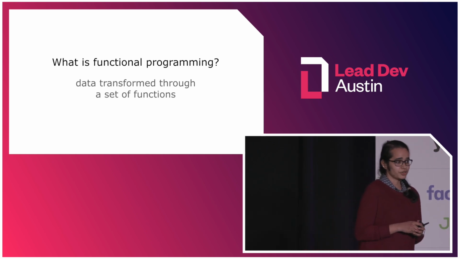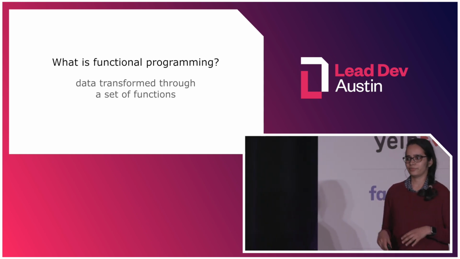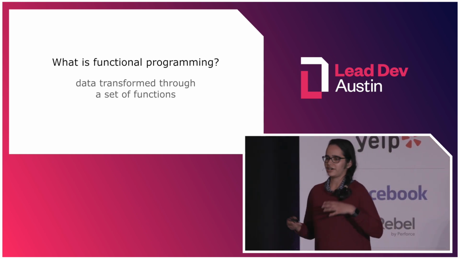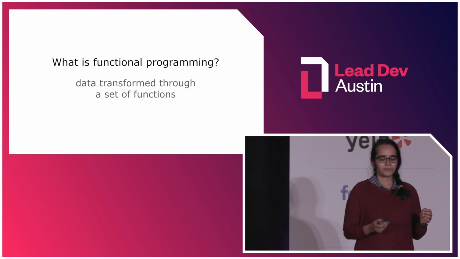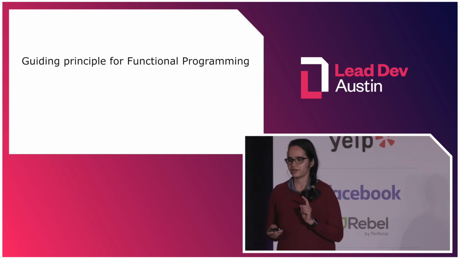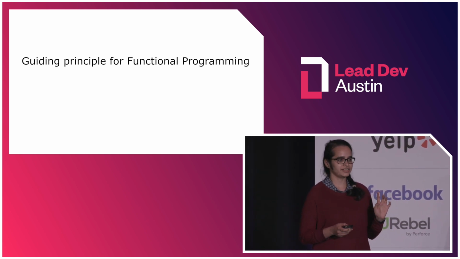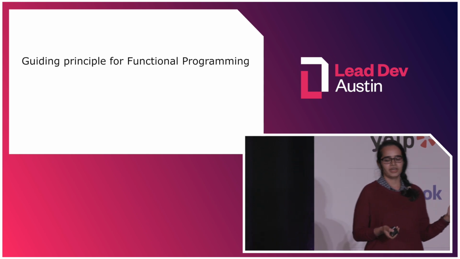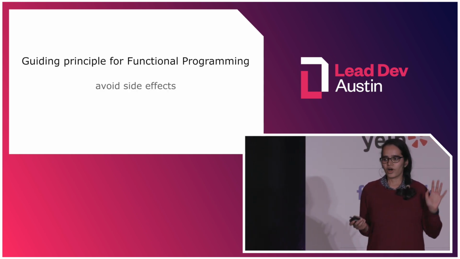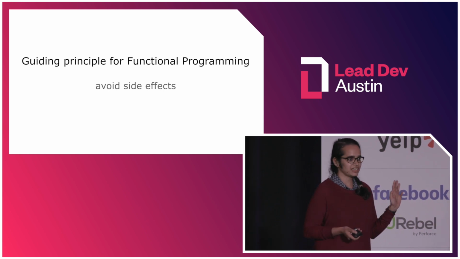Now, functional programming seems very scary with all of the jargon out there, right? Like we hear about purity, immutability, currying, and so on and so forth. But for me, I just follow one guiding principle for functional programming. And almost every other concept in functional programming is a derivation of this guiding principle, which is avoiding side effects. So let's see an example of what exactly a side effect means.